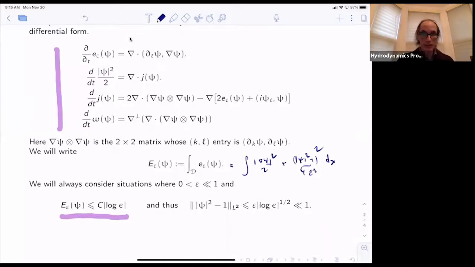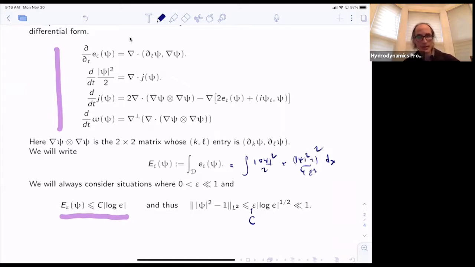If this quantity is bounded by log epsilon, then I can say that the L2 norm of psi squared minus 1 is bounded by a constant times epsilon times log epsilon to the 1. So in an L2 sense, the modulus is very close to 1. In this regime, I will always consider. Okay, and so our goal is to, I guess I said, study vortex dynamics, and we'll rely crucially on these equations.